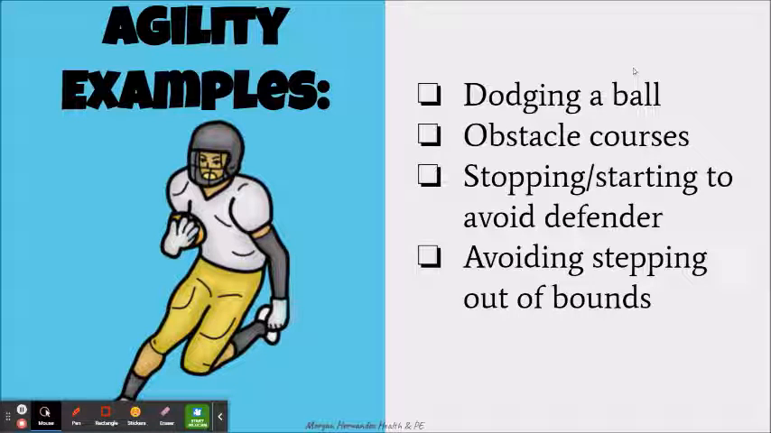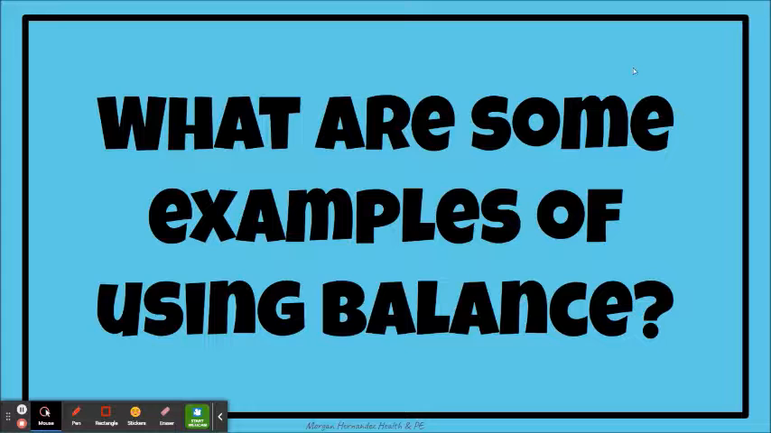Avoiding stepping out of bounds. Let's say you're playing basketball and you are getting close to stepping out of bounds, but you move so quickly so you can stay in bounds. That's using agility. Okay. There are lots of ways to use agility in different sports. These are just four examples. There are many more examples, and you're going to learn them along the way. What are some examples of using balance?